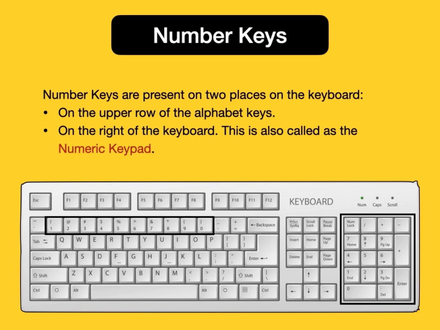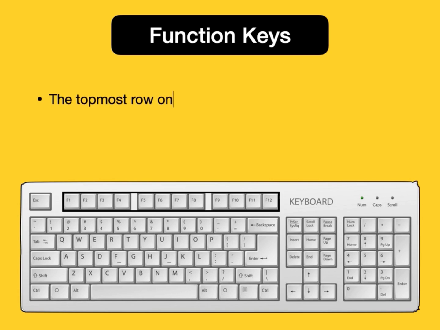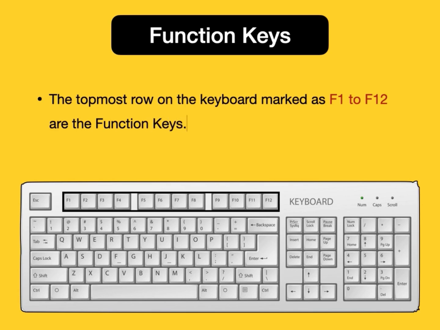Kids, now our next type of keys are function keys. We have 12 function keys on our keyboard, and the topmost row on the keyboard marked as F1 to F12 are the function keys. Each key has its own function. Each key performs specific task or function.